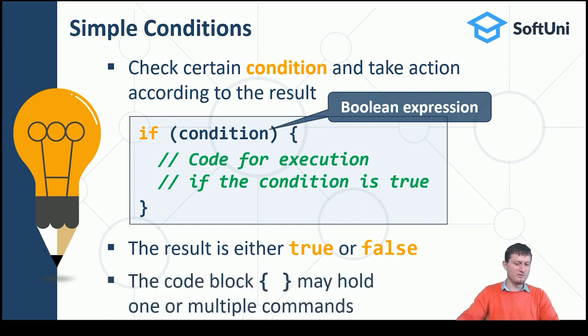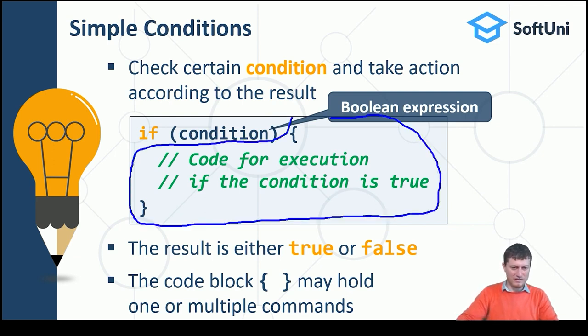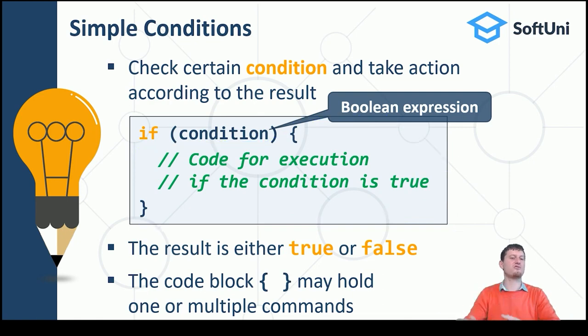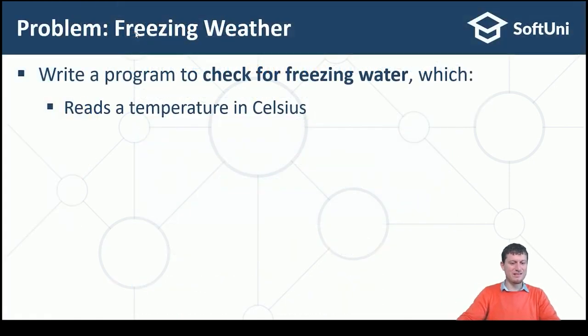So the result of this condition is either true or false, and the code block, this is called a code block, from the opening curly bracket to the closing curly bracket, may hold 0, 1 or many commands or actions or statements to be executed. I'll show you how.